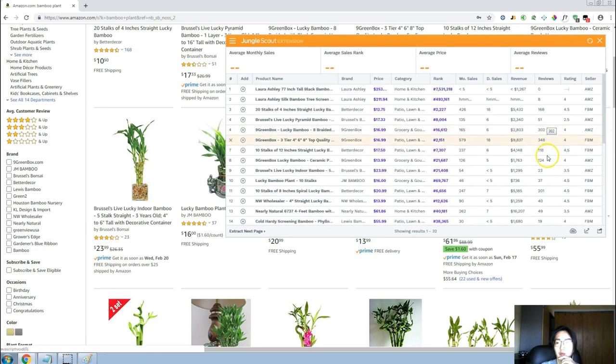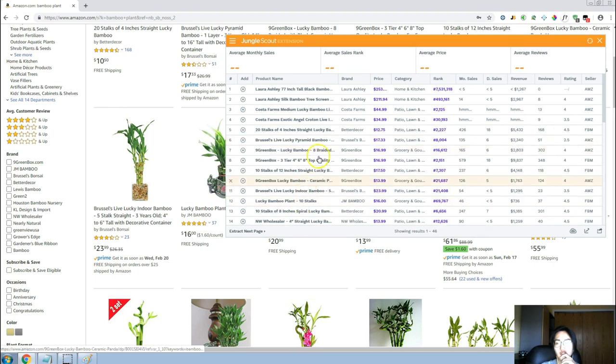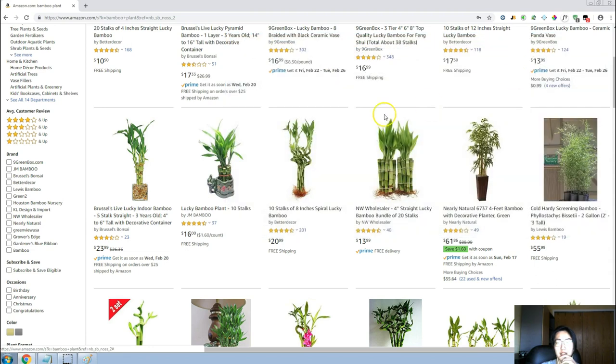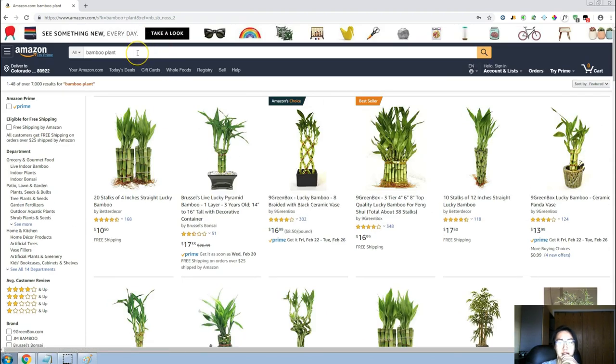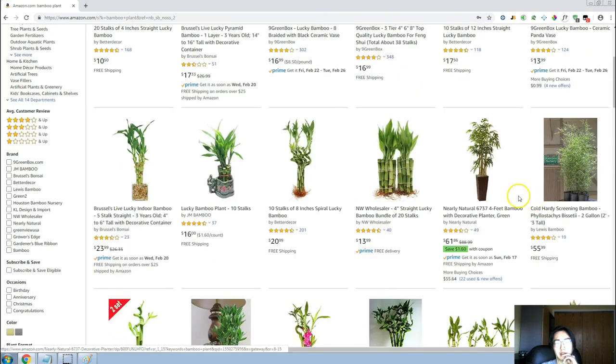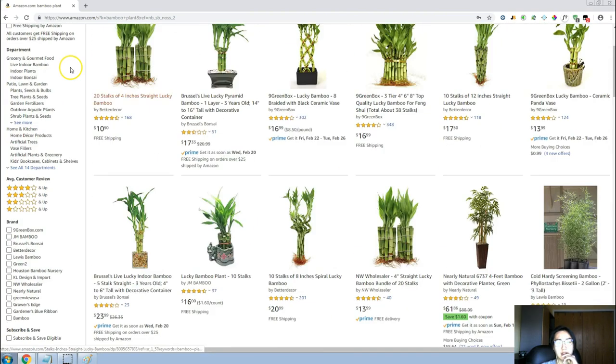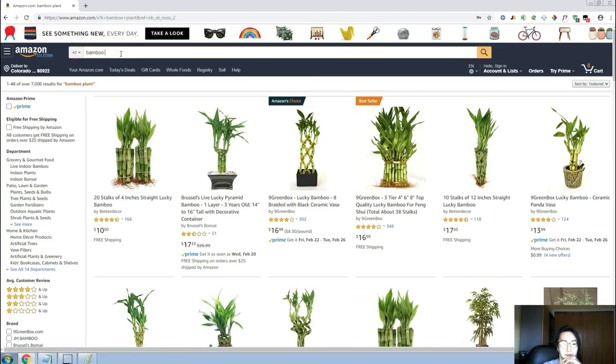Competition 3311 168. I'm just thinking, how do you differentiate yourself from this? Include a bunch of bamboos? Meh. Different color? No. Size? No. Comes with the vase? A better idea, but how do you maintain that? Pass!